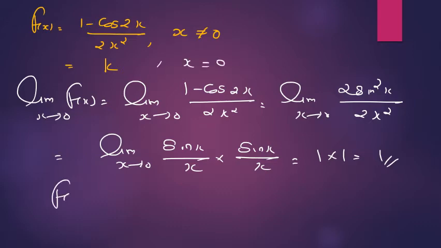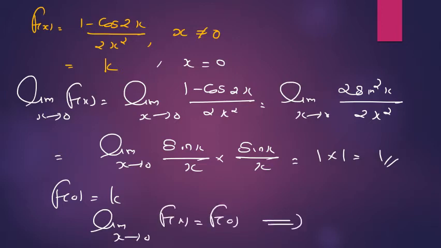This is at x equal to 0. f(0) is what? k. So since the function is continuous, what can you say? The limit as x tends to 0 of f(x) is equal to what? f(0), which implies k is equal to what? 1.